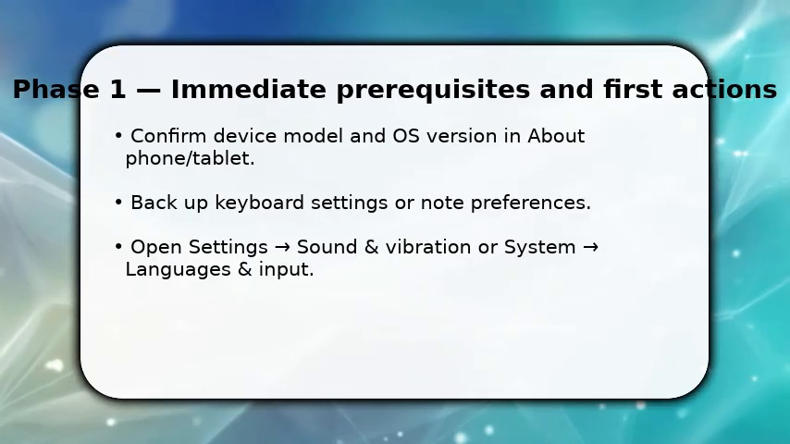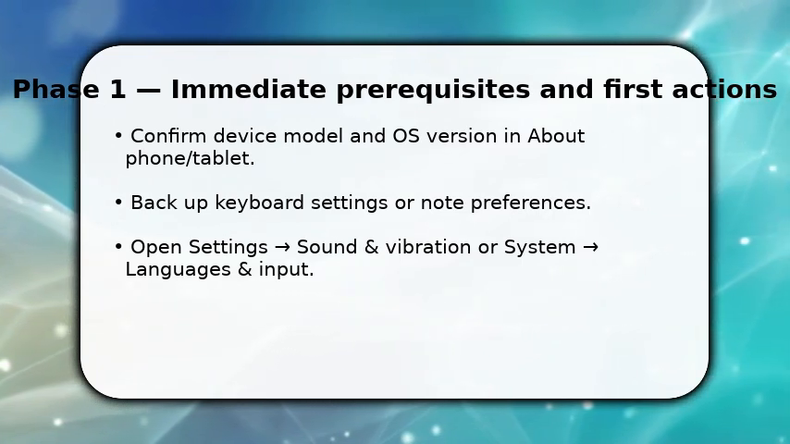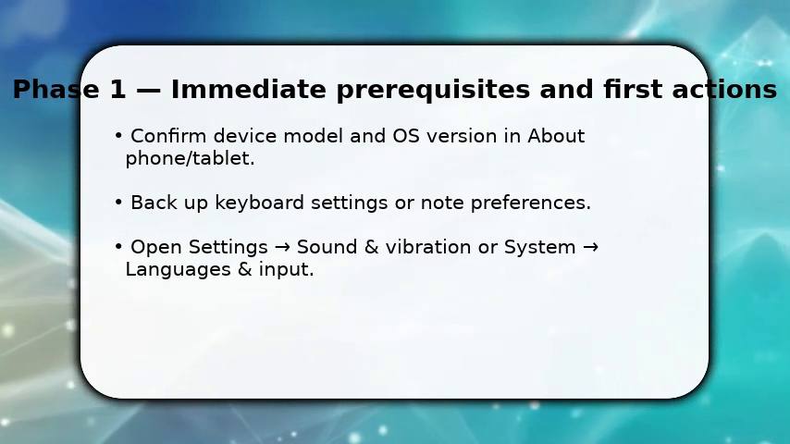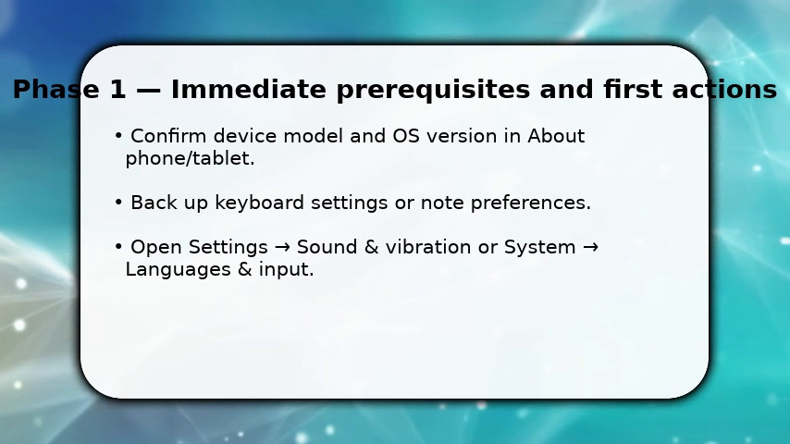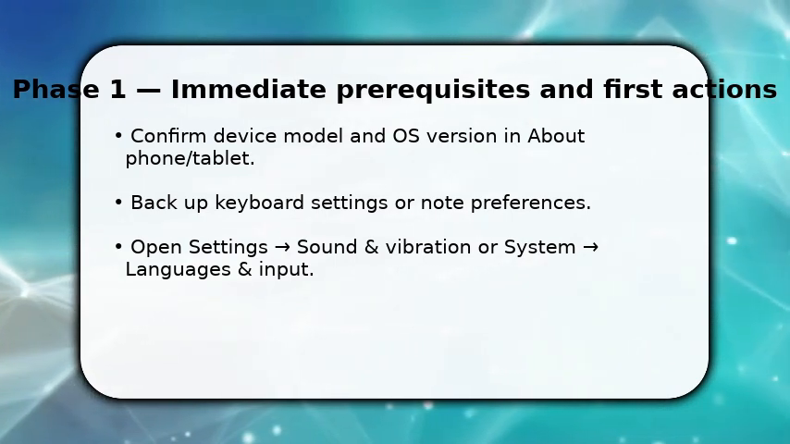You start by confirming the device model and OS version so the exact menus match. Once done, back up or note keyboard preferences so you can restore them later. Now open Settings, then go to Sound and Vibration or System, right arrow Languages, and Input depending on your OS.